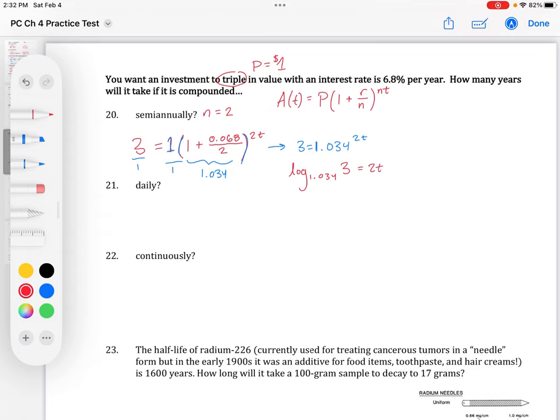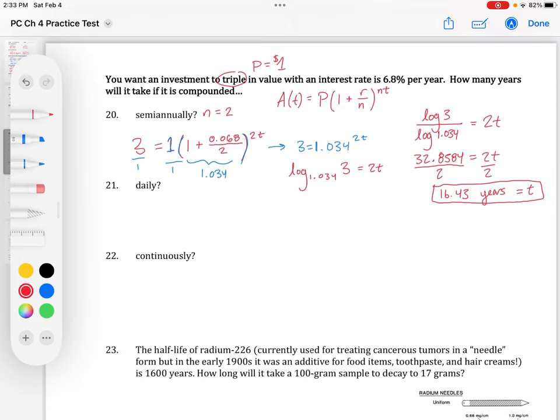Now I would plug the log part into a calculator, and remember to do that, you're going to need to use the change of base formula. So we'll have the log of 3 divided by the log of 1.034 is equal to 2t. If you plug that in a calculator, you get about 32.8584 is equal to 2t. And then if you divide by 2, you get 16.43 years for t.